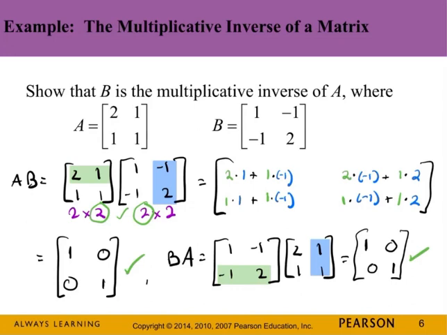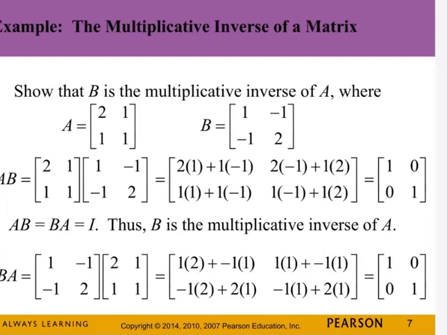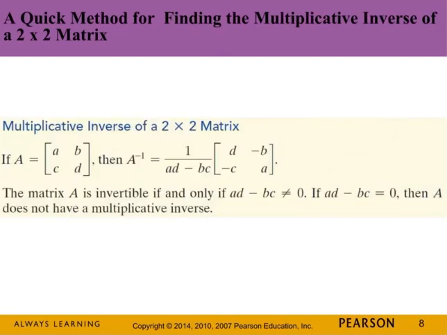Okay, let's keep going. All right. So then A times B, you see it worked out. They got the identity. And then when they did B times A, same kind of deal. We also got identity. So then, multiplicative inverse of a 2 by 2 matrix.